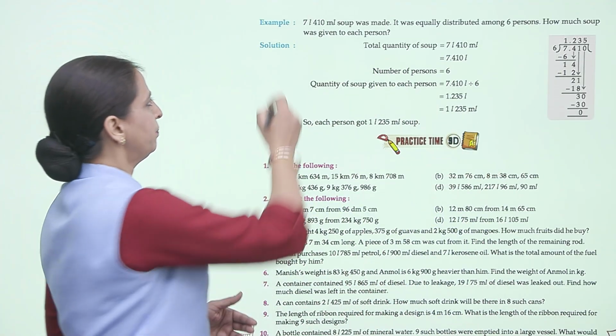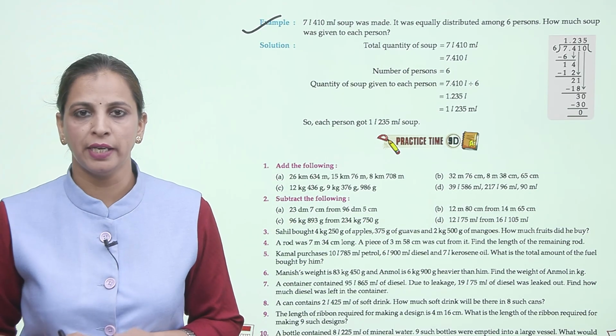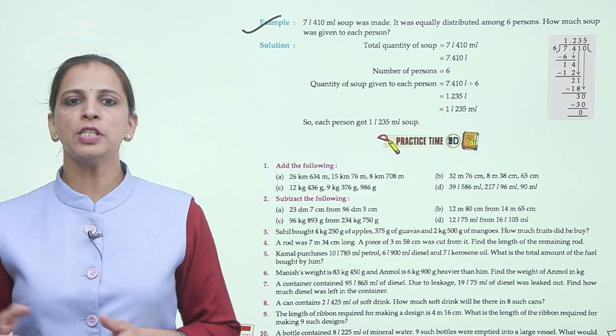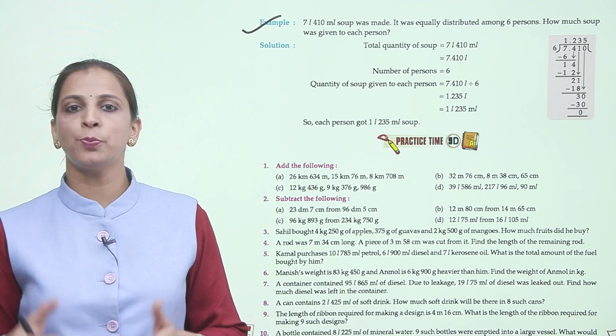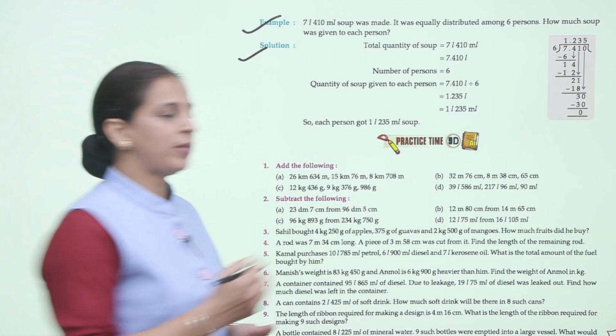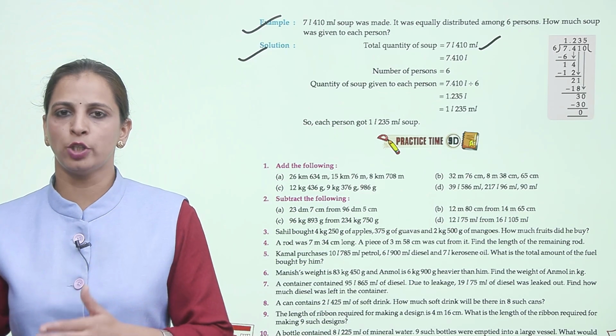नाउ नेक्स्ट एग्जांपल. 7 liter 410 milliliter soup was made. It was equally distributed among 6 persons. How much soup was given to each person? तो डिवाइड किया है, डिस्ट्रीब्यूट किया है, तो वी हैव टू डिवाइड. सॉल्यूशन करते हैं. टोटल क्वांटिटी ऑफ सूप इज 7 लीटर 410 मिलीलीटर, दैट इज 7.410 लीटर्स.